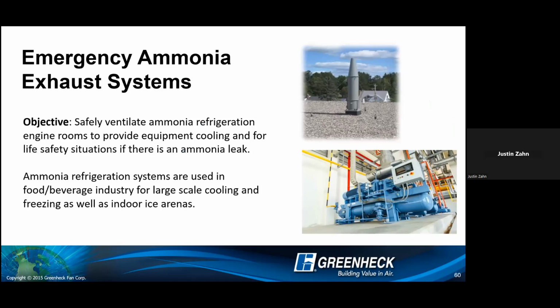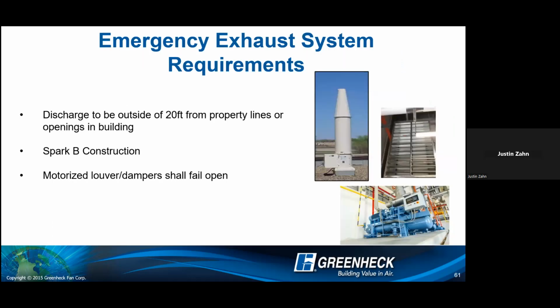One last thing that we'll talk about real quick is the emergency ammonia exhaust systems that we see being used for the laboratory exhaust product. Mainly ice arenas. We see that a lot in ice arenas or any type of refrigeration. We are able to offer ammonia exhaust systems. A little bit different: they need to be discharged outside of 20 feet from property lines or openings in the building, and then they are Spark B construction. They have to be Spark B.